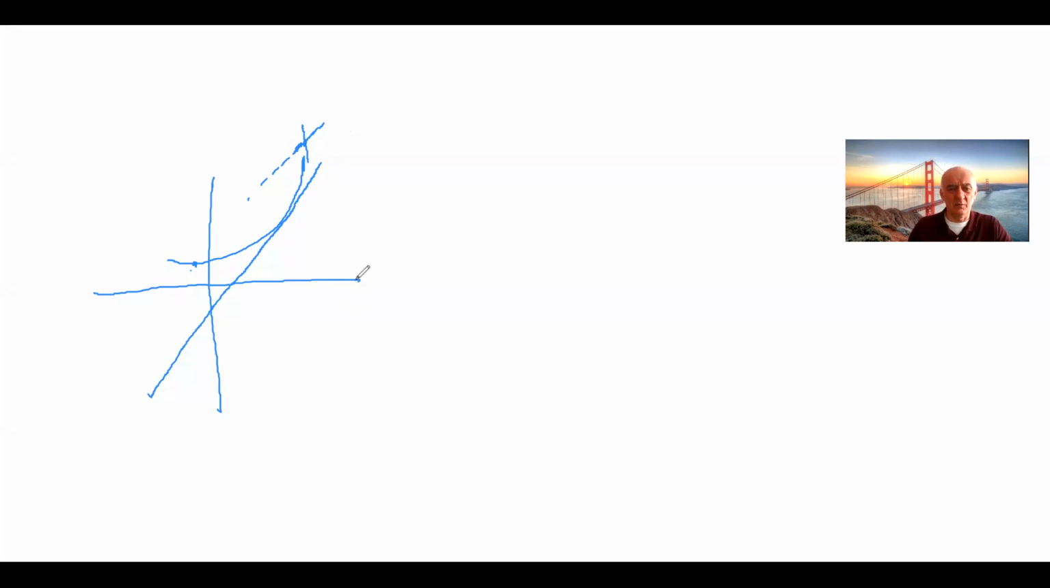So what is concave down? Concave down is this graph. And in this case, this graph lies below the tangent line. So the tangent line is above and the graph is below. This is concave down.